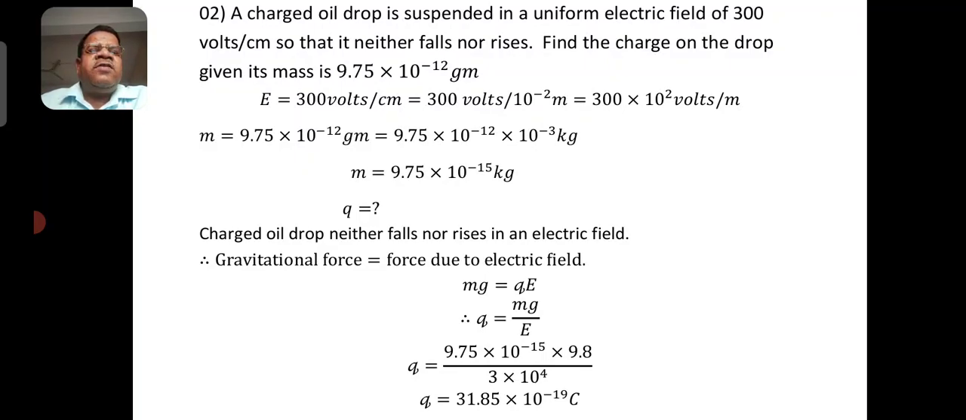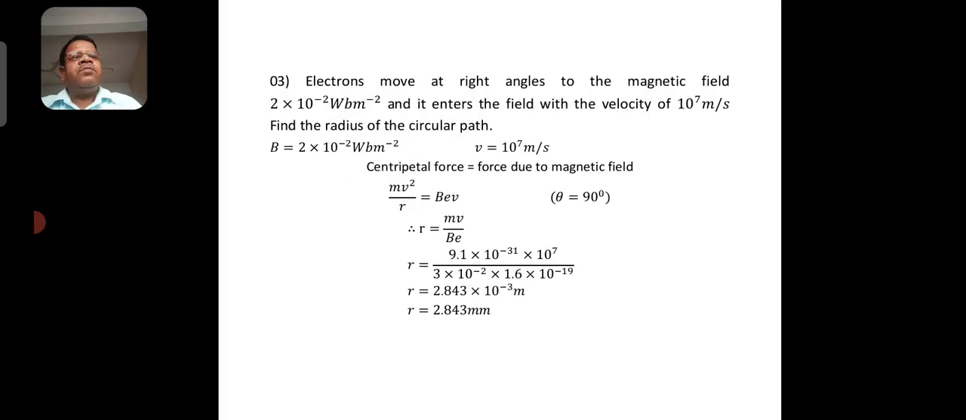They told that the charged oil drop neither falls nor rises in an electric field. Therefore, the gravitational force acting on the drop is equal to the force due to electric field. That is, gravitational force mg equal to force due to electric field q into E. Therefore, q equal to mg by E. Substituting the values of m, g and E, we get the charge on the oil drop as 31.85 into 10 to the power minus 19 coulomb. Now we go through the third problem.